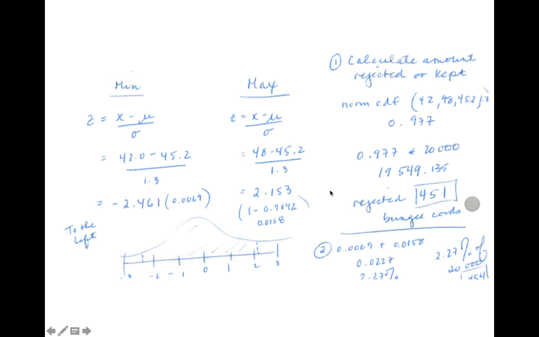Another way that you can do this one is actually using your calculator, and that is to figure out, okay, well, what is the probability of the stuff that's kept? And so I use my norm CDF. I put the lower value in and the upper value, the mean and the standard deviation, and I find that the answer is 0.977. So I take that and use that to figure out what would be kept and subtract that from 20,000 to find that 451 bungee cords are rejected. This is using our calculator. This is using the z-score table. You can use either one. If the directions of the question do not specify, as long as you show your work, it should be acceptable.